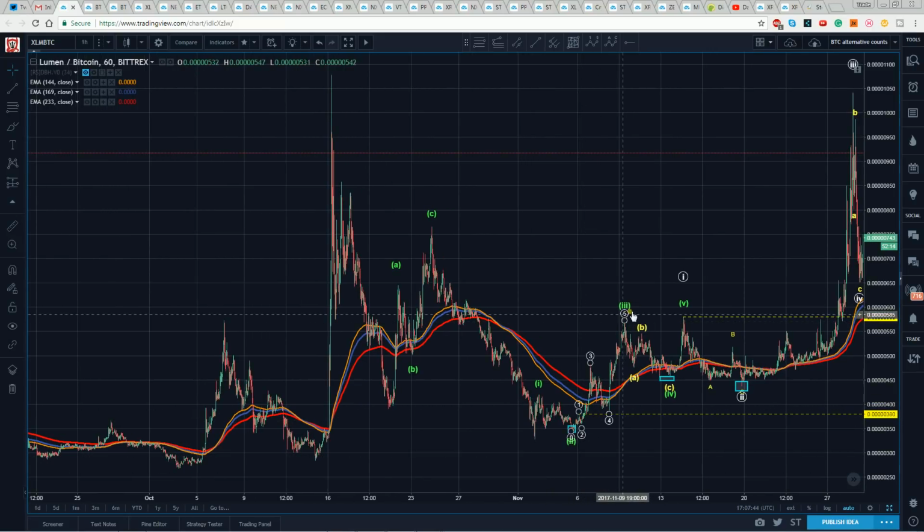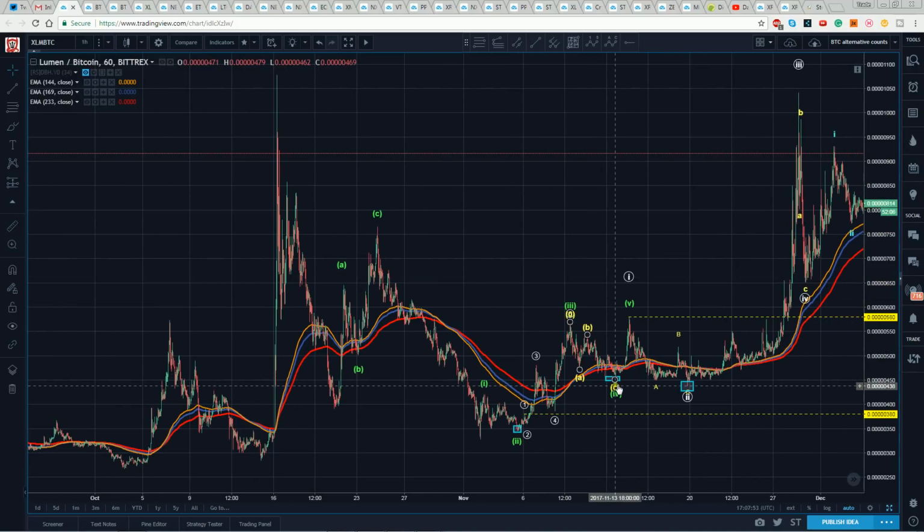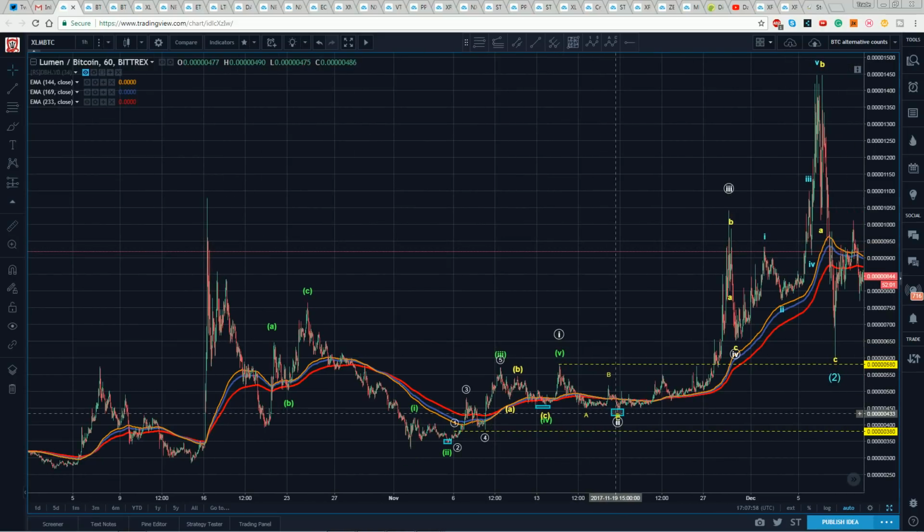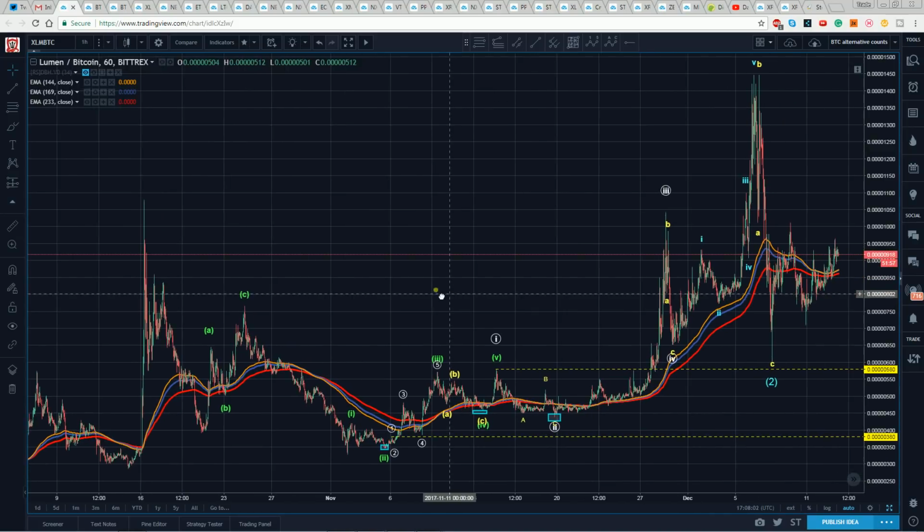We get a 1, 2, 3. We stay impulsive in the 3. Here's the perfect little ABC correction down into that target. We come to the C here, so we've got a 3, 4, 5. We put in a 1, 1, 2 down here. We get a little ABC. We go right into the pocket there, and then we pop from there.